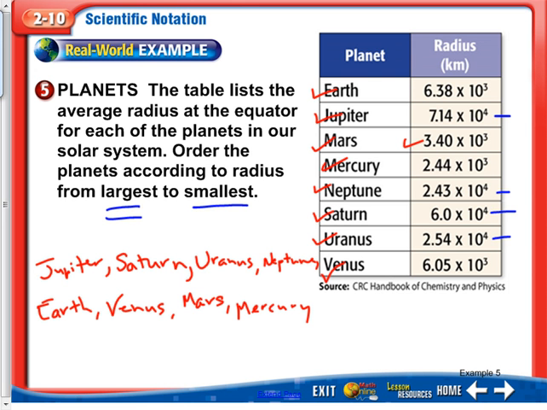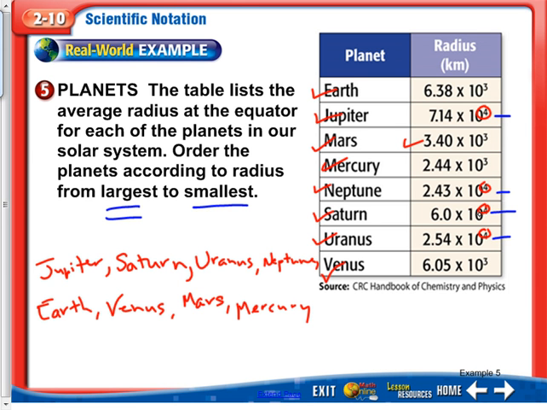So as you take a look here, that was actually pretty easy to compare. I didn't actually need to work it all out. You just look at the exponent first. All the ones with 4s are going to be at least 10 times greater than any of the ones with 3s. All right, so those were all going to be the first options for us.